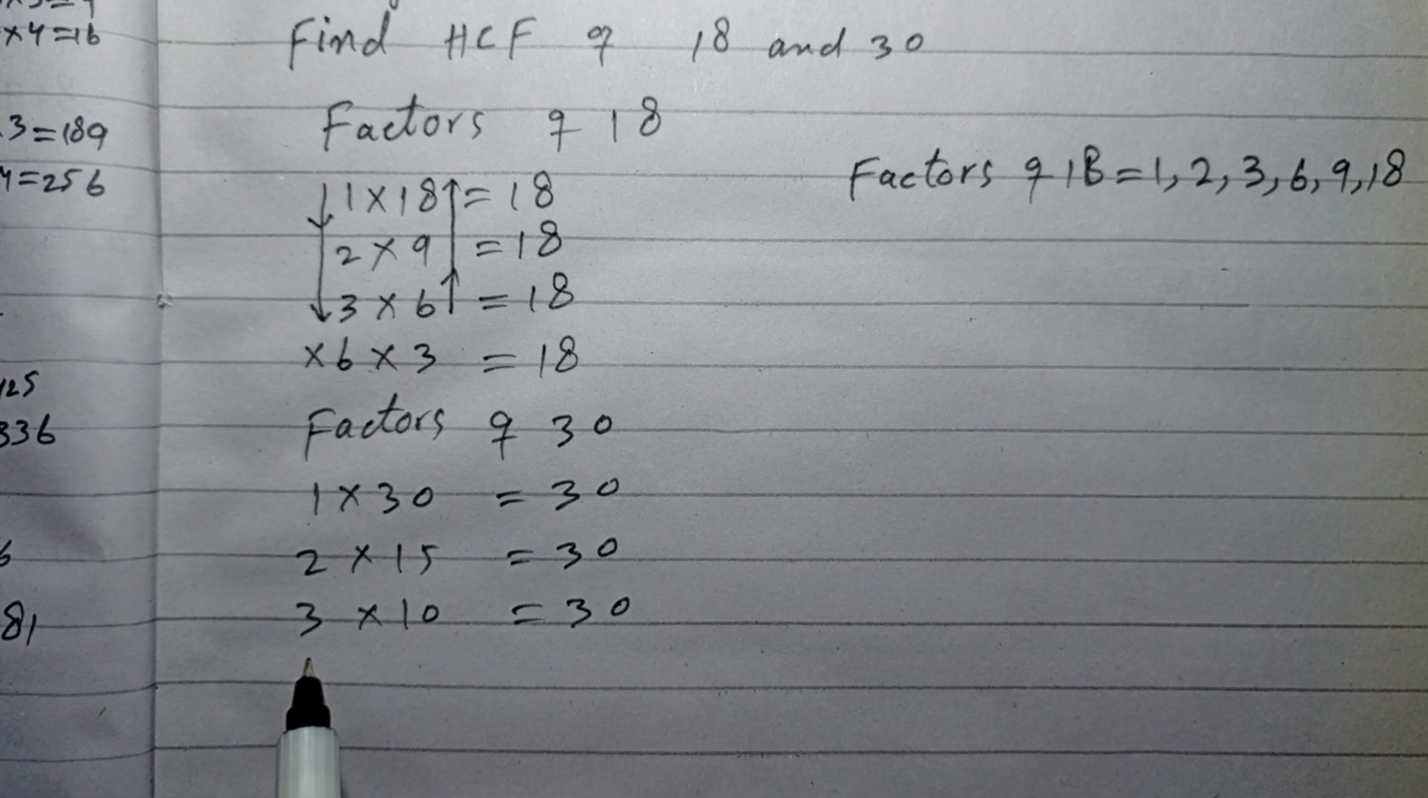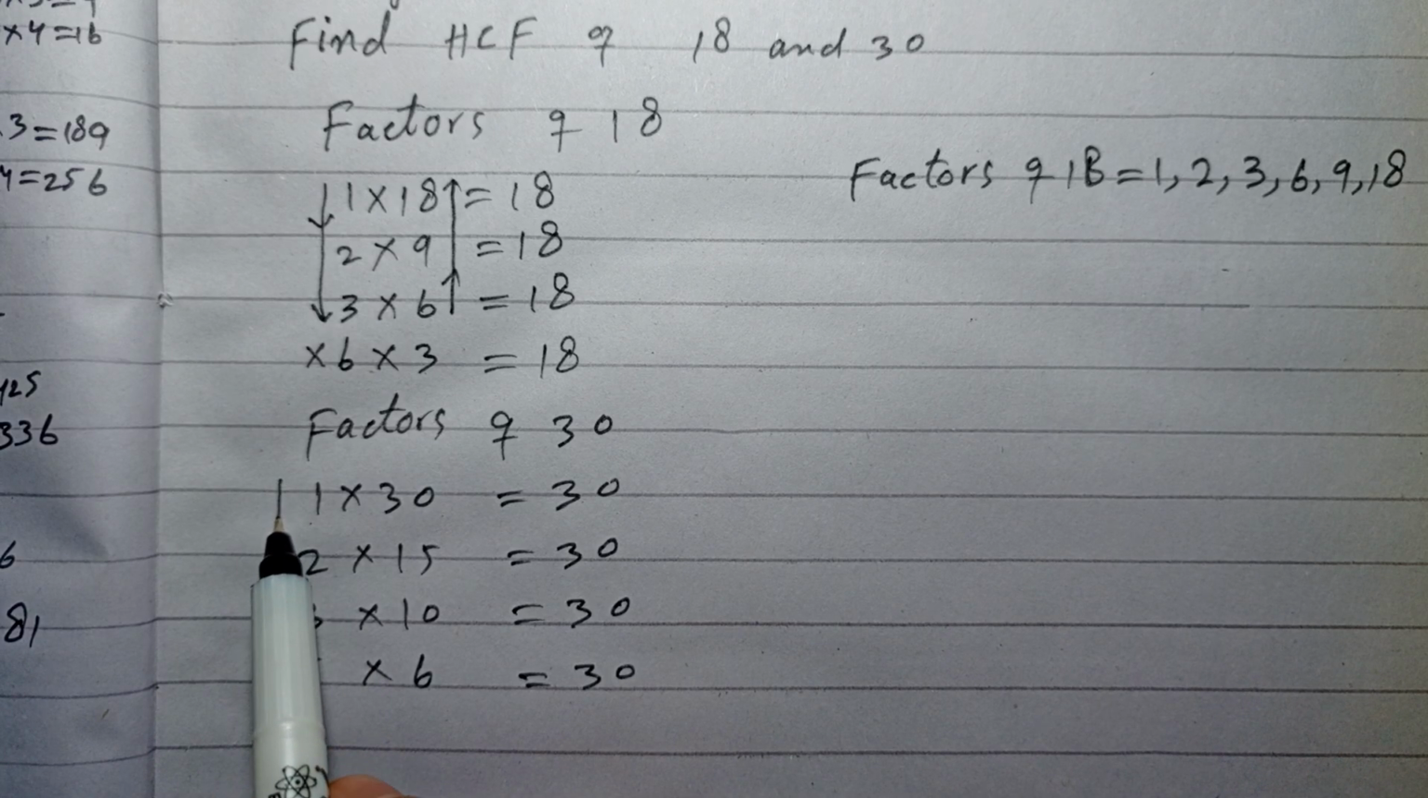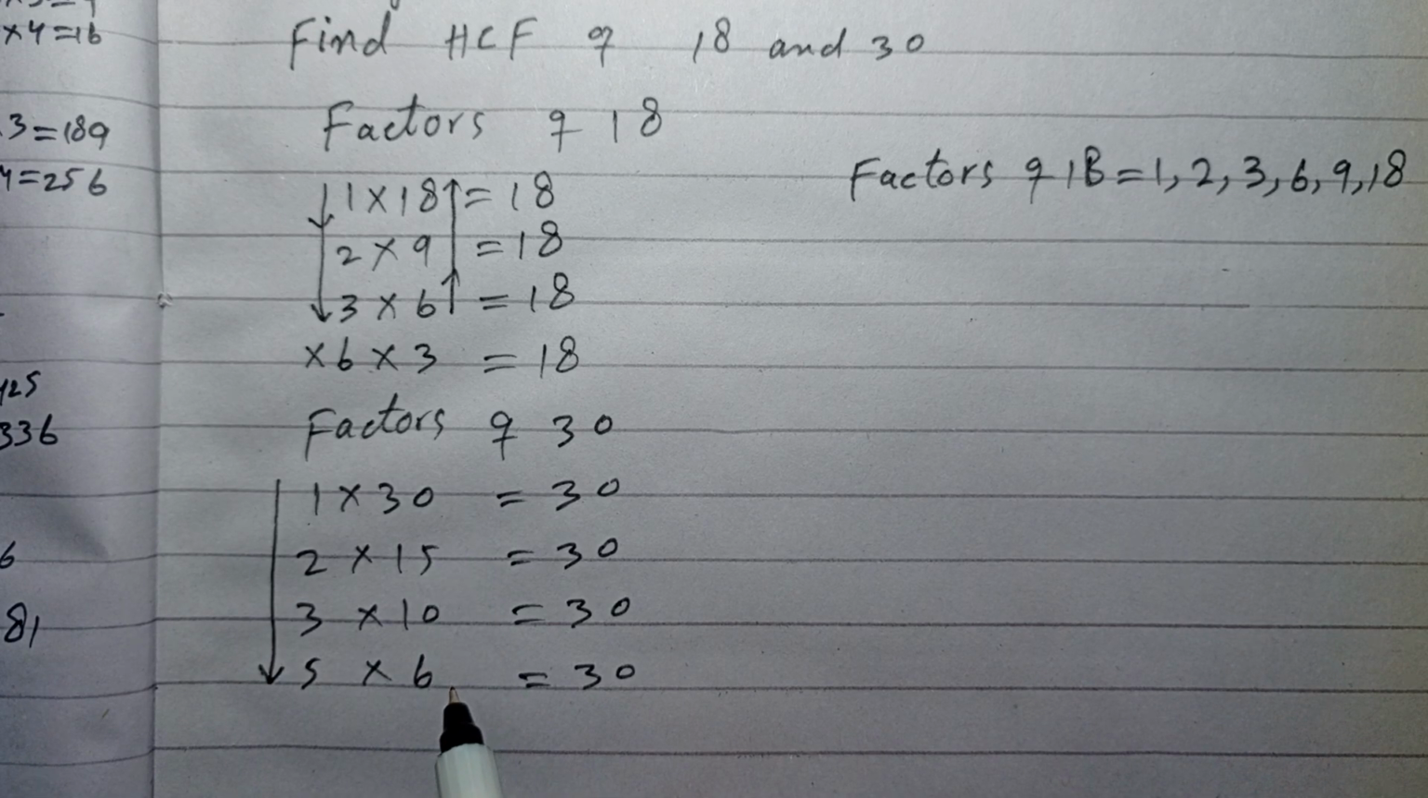Then there is no 4 in the table of 30. 4 can't divide 30. 5 can divide 30, so 5 multiplied by 6 is equal to 30. Now 6 multiplied by 5 is equal to 30, but we have already written 5 multiplied by 6, so no need to write it again. These are repeating now, so we will stop here, as repetition has started.